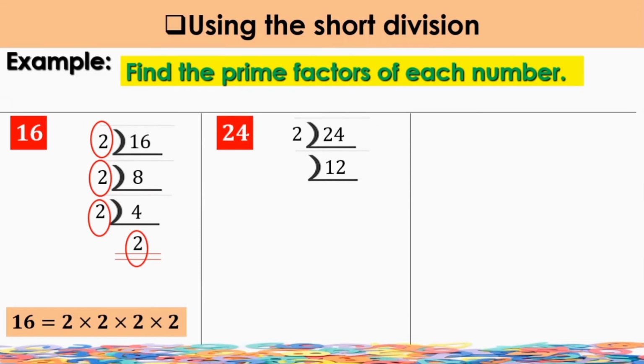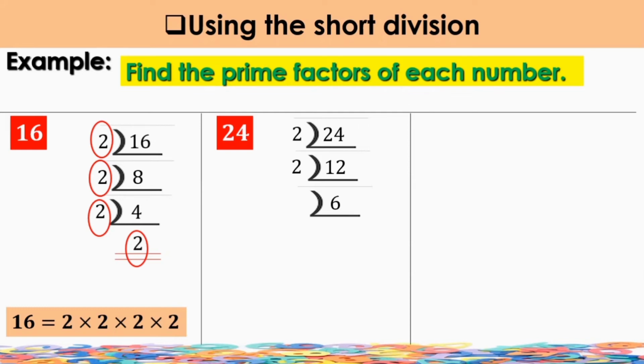Think of the smallest factor of 12 that is a prime number, which when divided from 12 leaves no remainder. What is that number? 2. 12 divided by 2 is equal to 6. 6 is still a composite number. So let's continue the process.